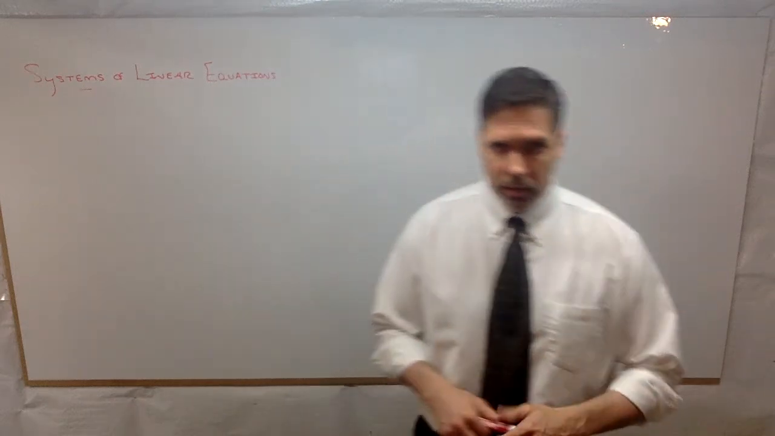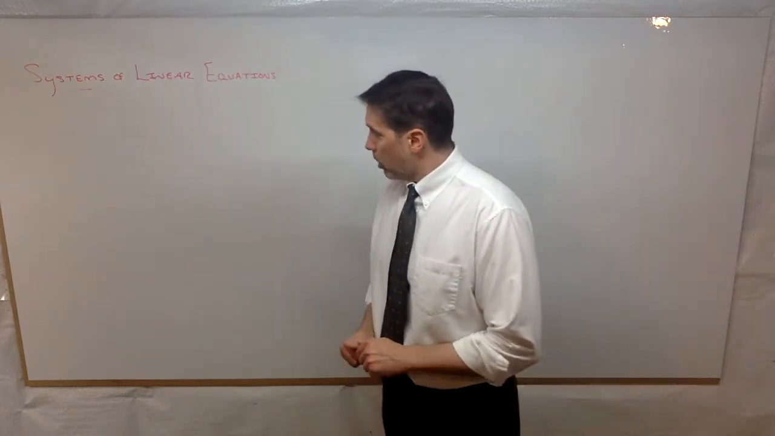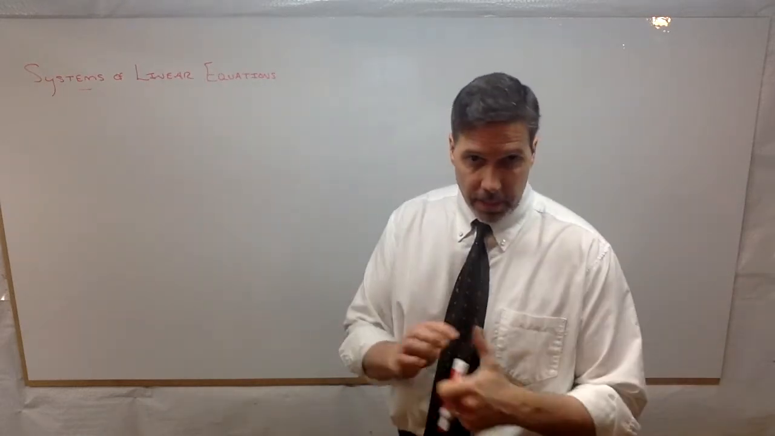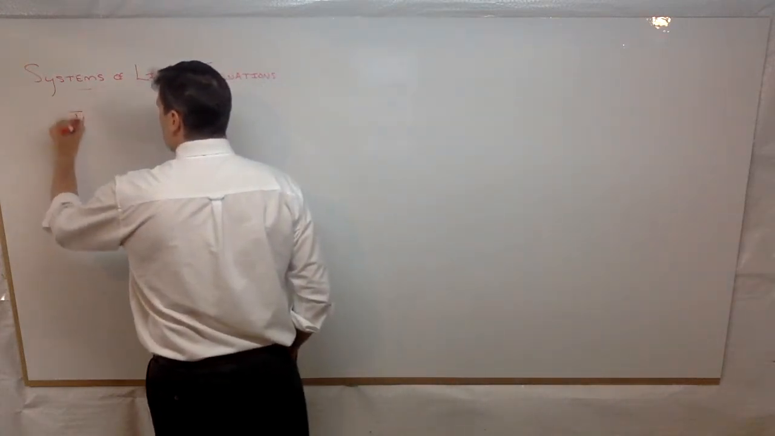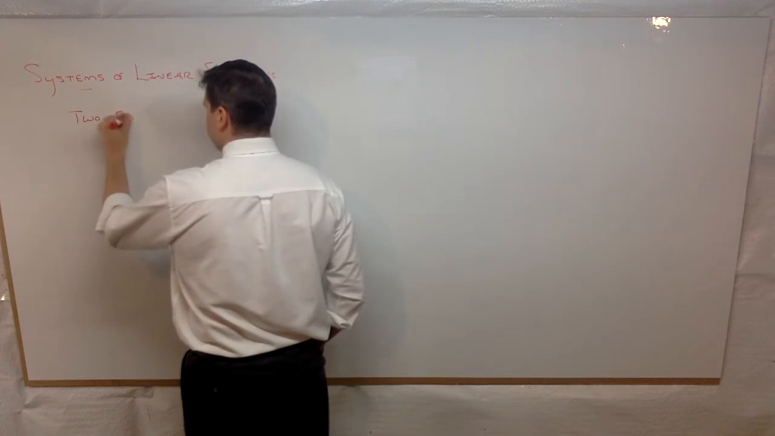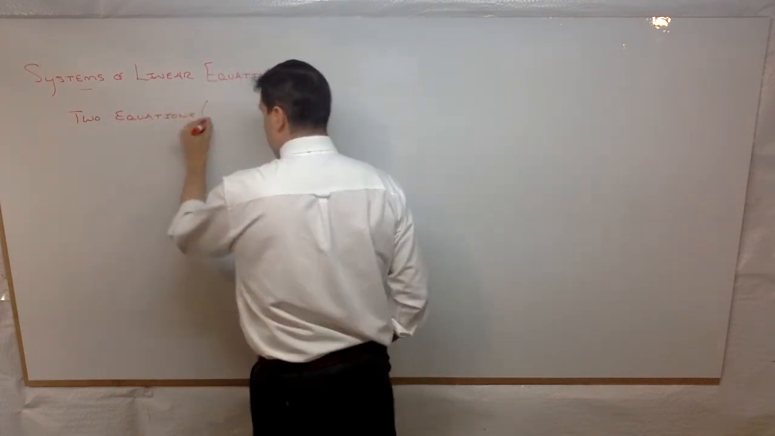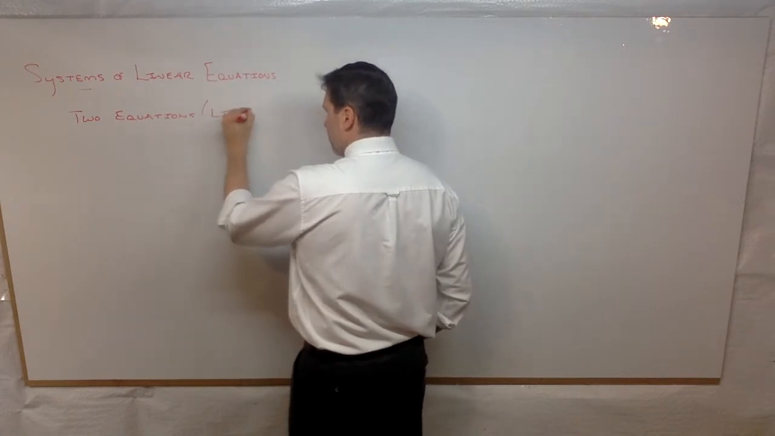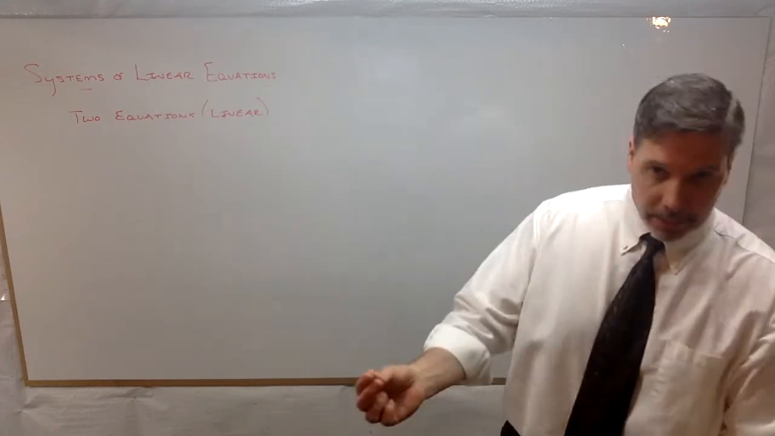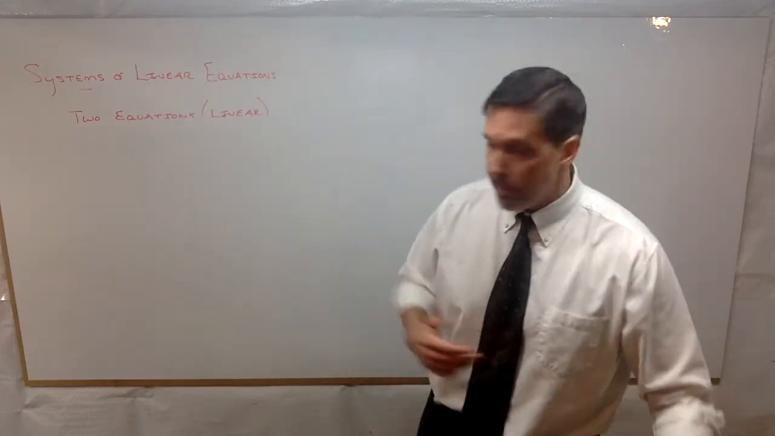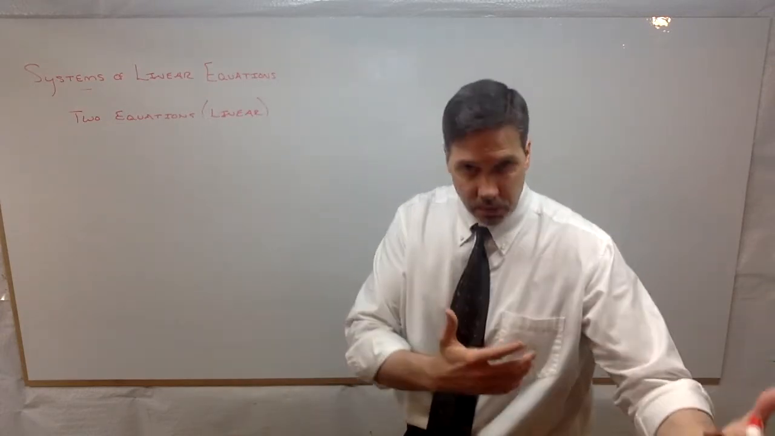To take this concept of linear equations to its next level, we come to what's called systems of linear equations. When we speak of a system of linear equations, we're really referring to two linear equations. So instead of being given just one linear equation, you're given two of them, and the idea is we're looking for a solution to the system.